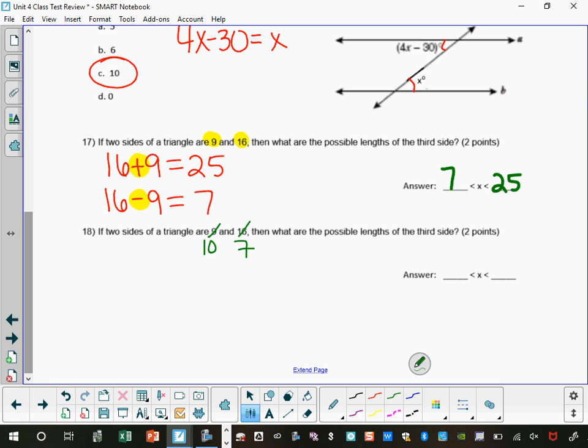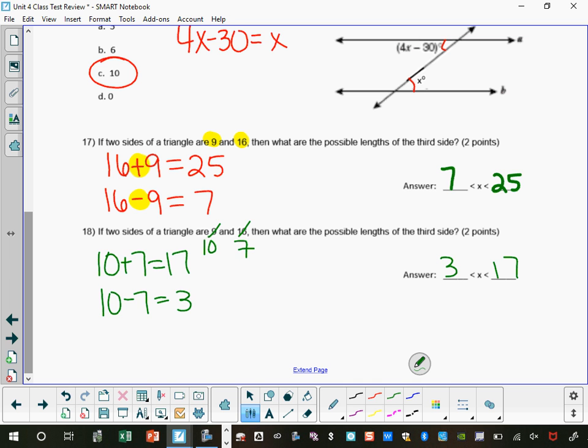Joseph, what'd you get? 3 is less than x, and x is less than 17. All right, so what Joseph did was he did 10 plus 7, which gave him 17, and then 10 minus 7, which gave him 3. So that means my answer is going to be x is greater than 3 and less than 17. My third side of my triangle can be anywhere between those two numbers. Do we understand what that is talking about?